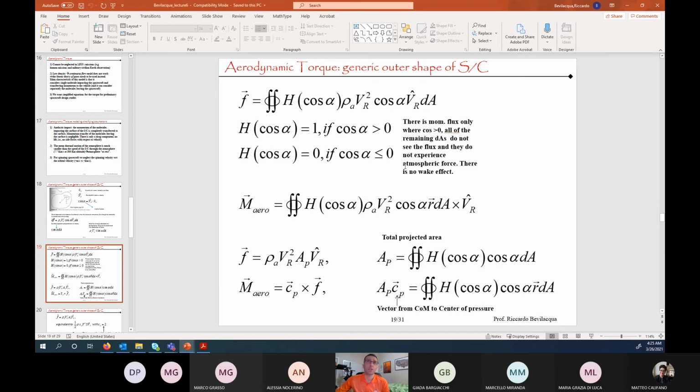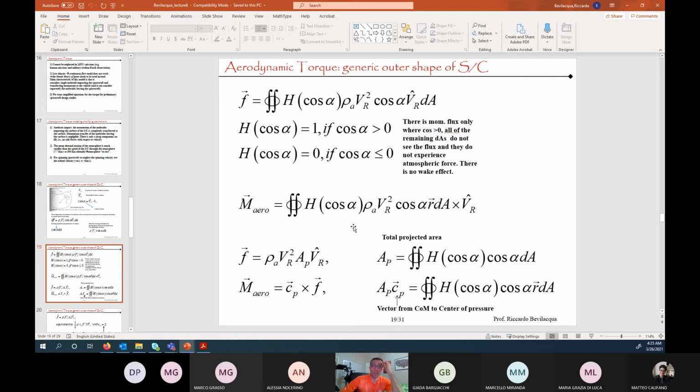As I said, there's no wake. This is just impact of particles on the part of the satellite that can see the particles coming in. And so this function is just doing that. It's allowing you to integrate over the entire spacecraft, but only on the side that sees particles coming in. The back doesn't matter. So that's really what this is doing.